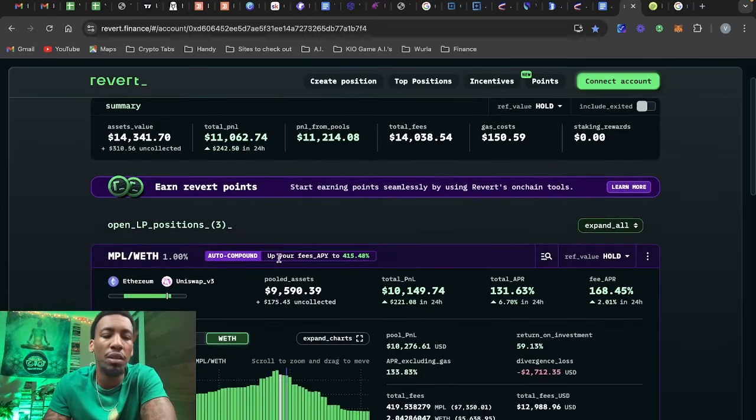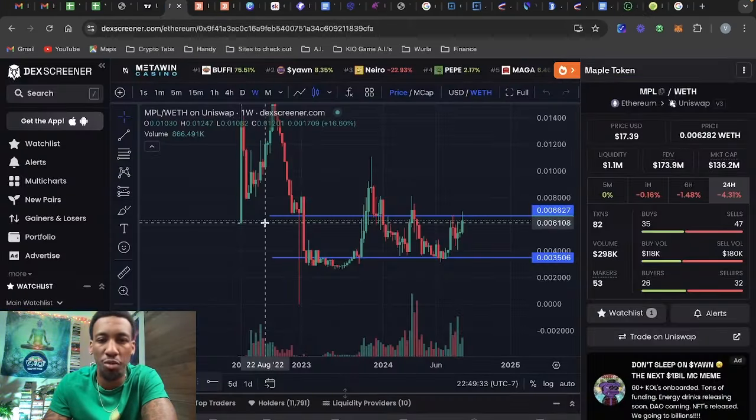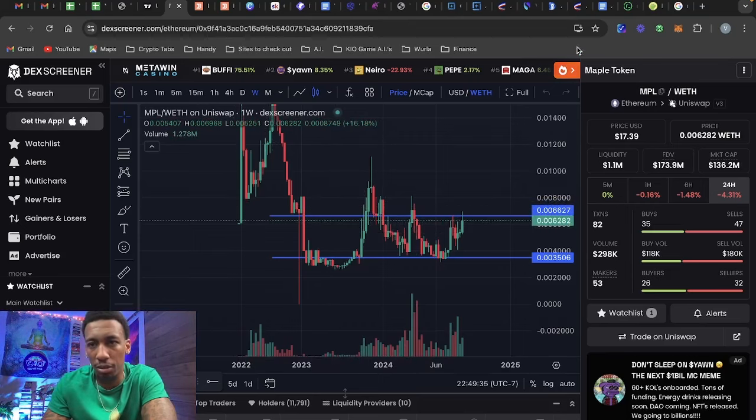So now that we've gotten to the end of the video, for those of you who stuck around, let me show you a case study for one of my pools and how I profited and how you can do the same. So guys, we're going to be looking at my Maple ETH position. I feel like at this point I should have Maple ETH tattooed on my forehead. So this is my range, right?